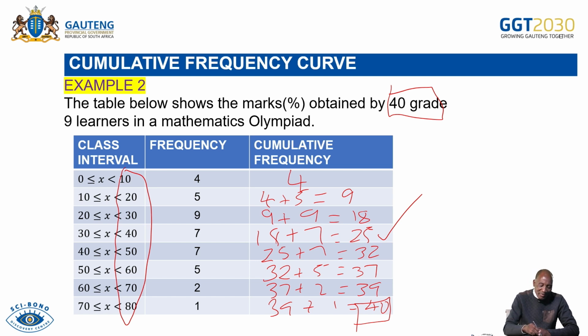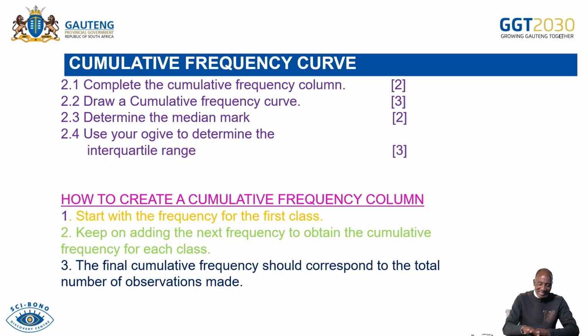So maybe from the 4 up to 25 is a mark, then from 32 up to 40, another mark. That's how we normally mark this question. We need to see certain numbers there. Okay, unless there are questions, let's proceed.